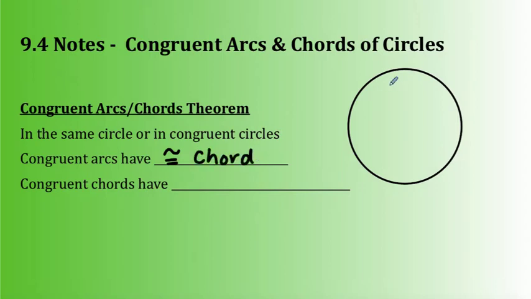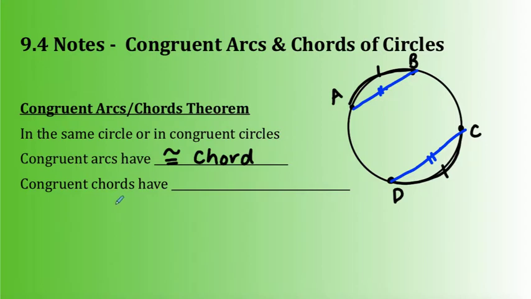Okay, so that means that if I have an arc here, A, B, and an arc here, C, D. So these are arcs. If I mark those arcs congruent to each other, then the chords that connect those arcs, so chord here and chord here, would also have to be congruent to each other. Obviously they're different lengths in terms of the arc versus the chord, but the two chords would be equal and the two arcs would be equal.